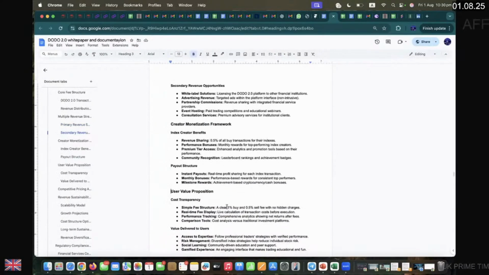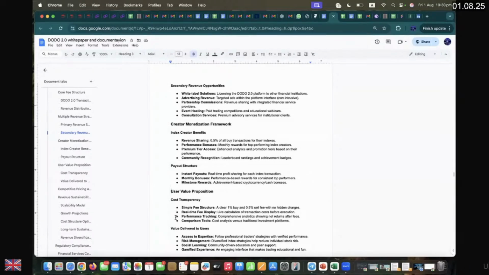User value propositions. This is our UVP. Cost transparency. A simple fee structure, 1% buy, 0.5% sell, and no hidden fees. It is centralized, so there are absolutely no hidden fees. 14 leaders are using it and they know it. Real time fee display. The fee will be displayed in real time before the execution so that you are aware before taking any action.